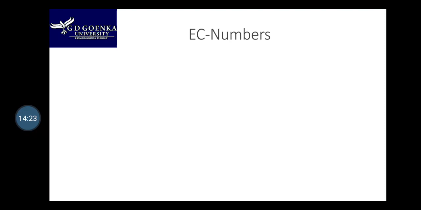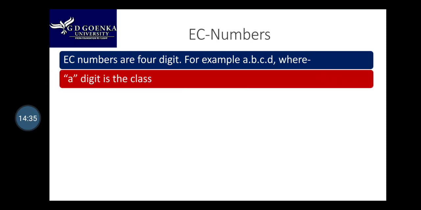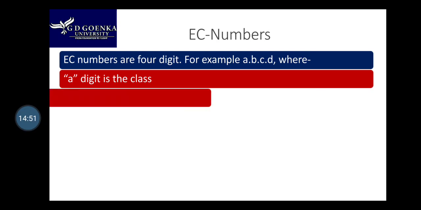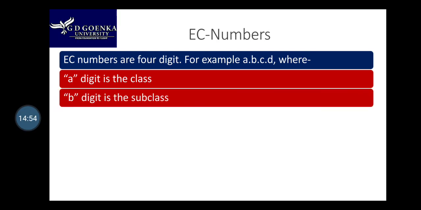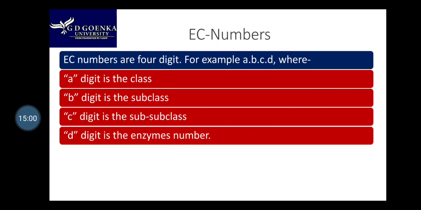Finally, each enzyme has a number, and the EC number has 4 digits: A, B, C, D. For example, the first digit A indicates the class. There are 6 classes of enzymes, and this digit tells to which of the 6 classes the enzyme belongs. So when you talk about the EC number, there are 4 digits, and the first digit indicates the class, the second digit, B, indicates the subclass, the third digit indicates the sub-subclass, and the fourth digit, D, indicates the enzyme number finally.